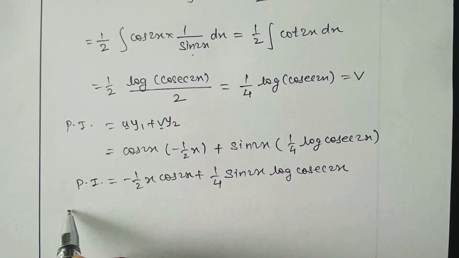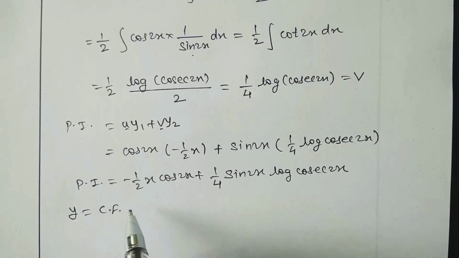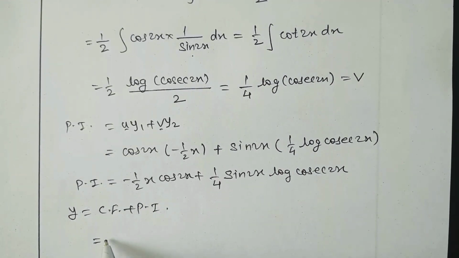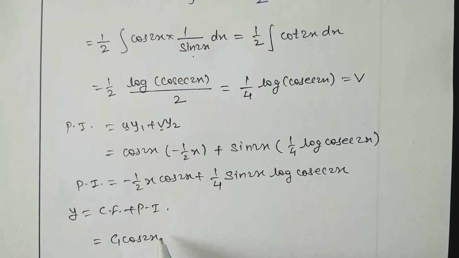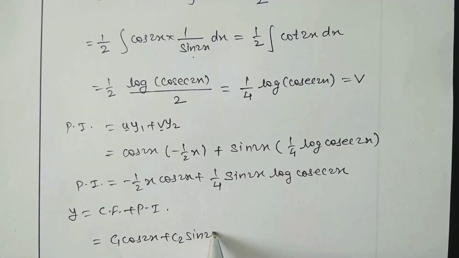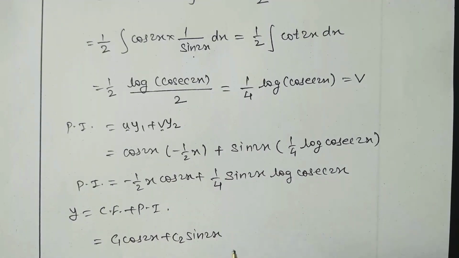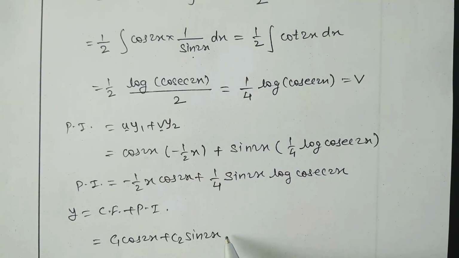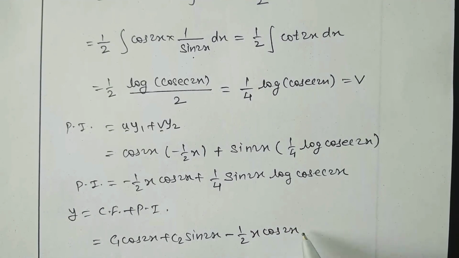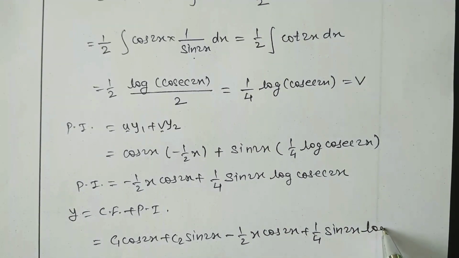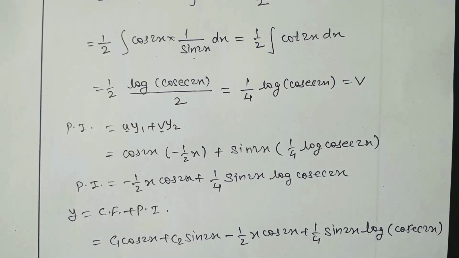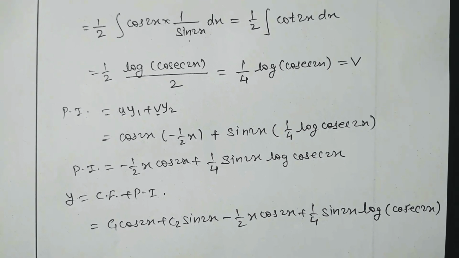Therefore the general solution is given by y is equal to CF plus PI. The value of CF is c1 cos 2x plus c2 sin 2x, plus PI, which is minus 1 by 2 x cos 2x plus 1 by 4 sin 2x into log of cosec 2x. So that is our final solution.